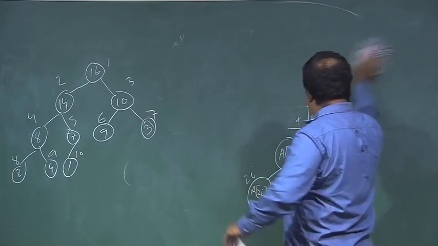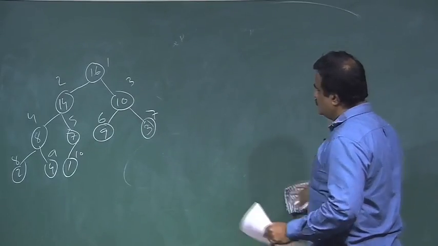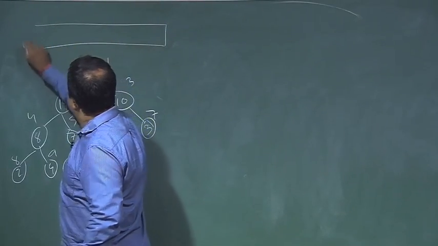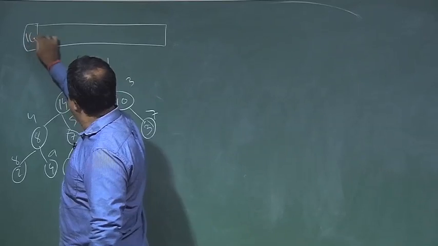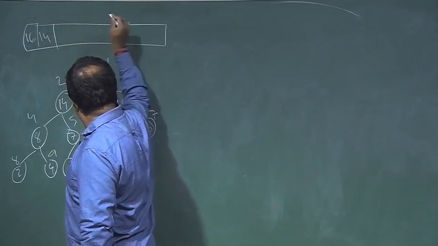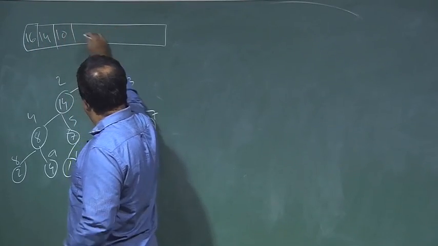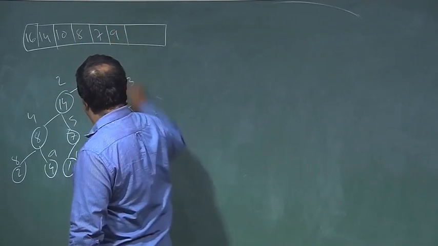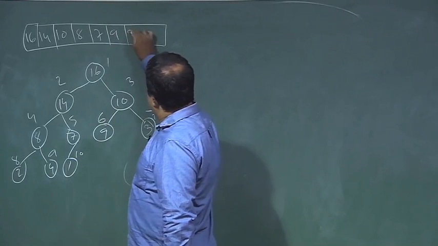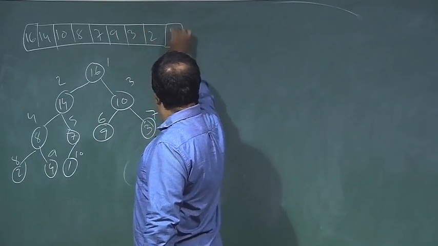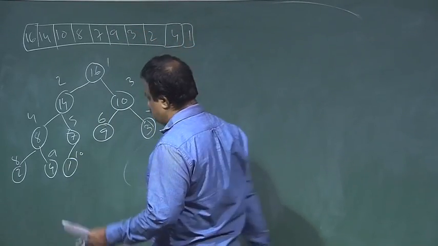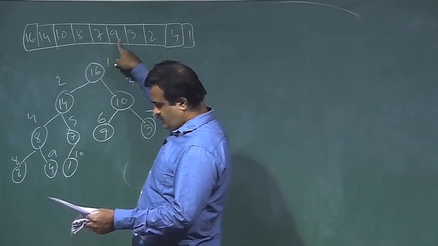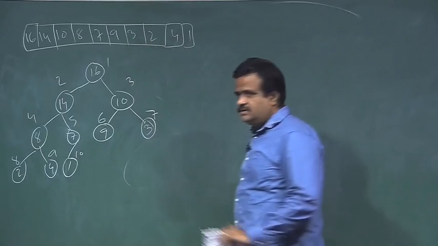Actually, we have this array. Okay. So let us have the array. The array is 16, 14, 10, then 8, 7, 9, 3, 2, 4, 1. Okay. 16, 14, 8, 7, 9, 3, 2, 4, 1. This is the array. Okay.